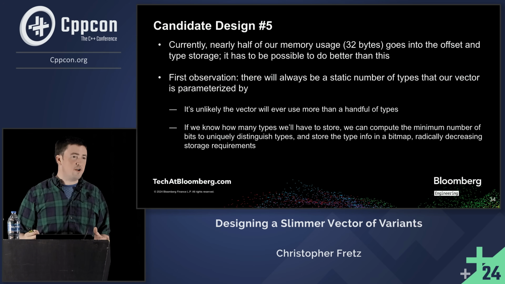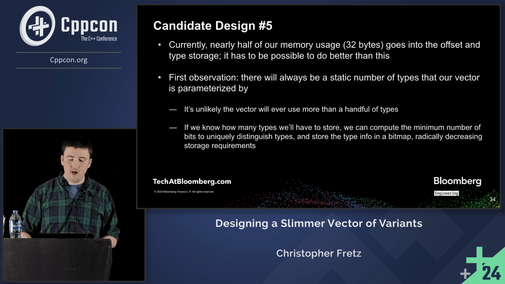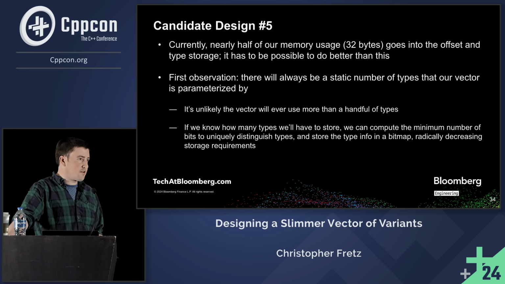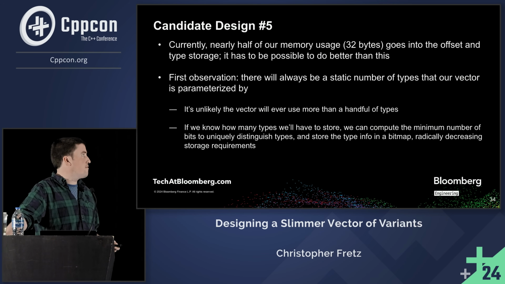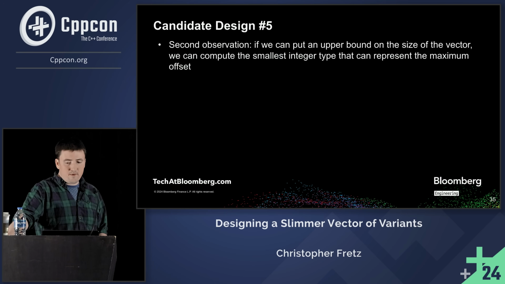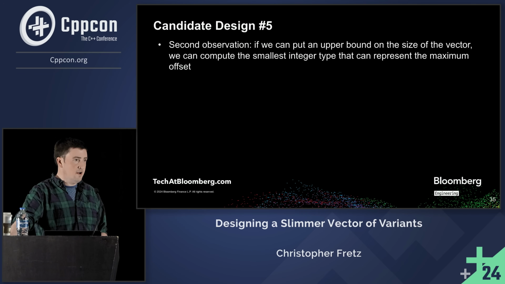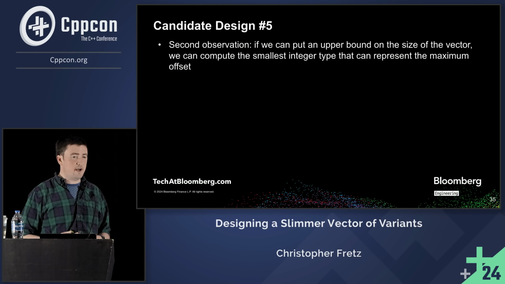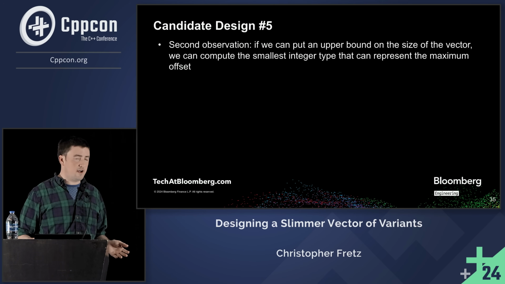And so if we know how many types we're going to have to store, and we know statically that it's never going to change, we can actually compute the minimum number of bits that are required to uniquely discern between the types. We can then store this type info in a bitmap, and that will radically decrease the additional storage requirements that we need for this. So that's the first observation here. The next observation is that if we can put an upper bound on the size of the vector, we can do the same kind of thing with the offset storage. We can actually compute the smallest integer type that will be able to represent the maximum offset.